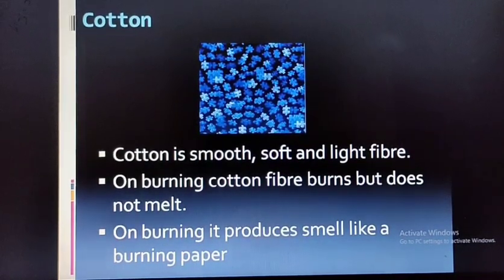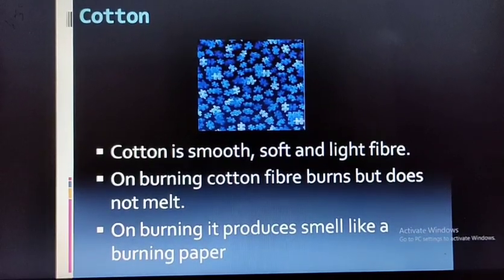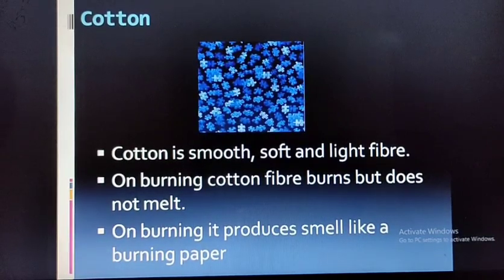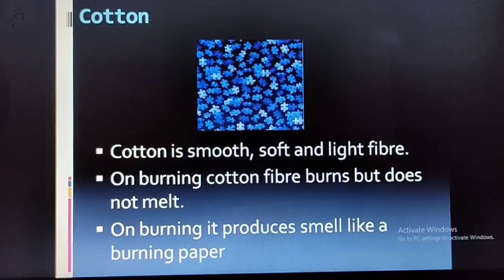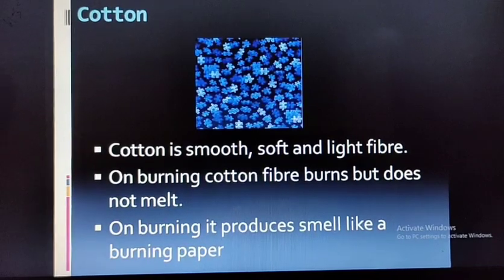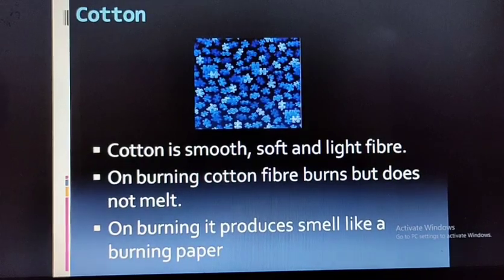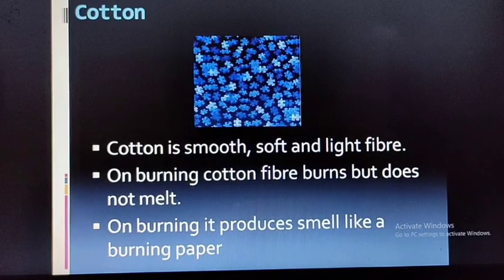Our first fiber is cotton. Cotton is a smooth, soft and light fiber. On burning, cotton fiber burns but does not melt. On burning, it produces a smell like burning paper. Can you guess, students, why cotton on burning gives the smell of burning paper? Yes, cotton and paper both are obtained from plants. Therefore, they show the same type of burning odor.